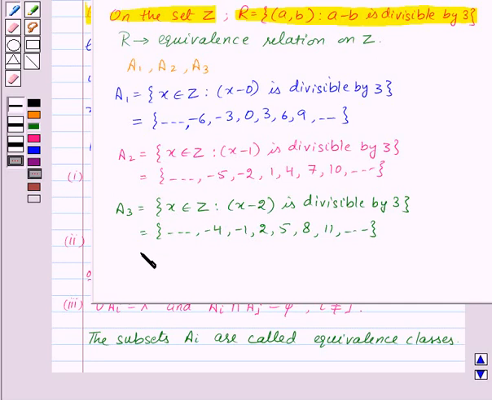Now clearly we can see that all the elements of A1 are related to each other. Similarly for A2 and A3, and no element of A1 is related to any element of A2 or A3. Same is the case for A2 and A3. Also, A1 union A2 union A3 is equal to Z, and A1, A2 and A3 are all mutually disjoint.